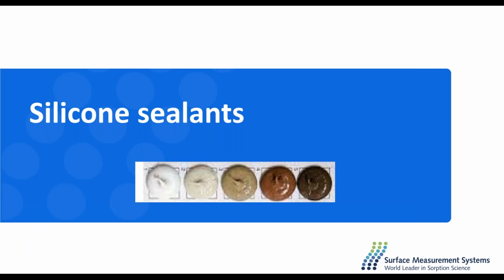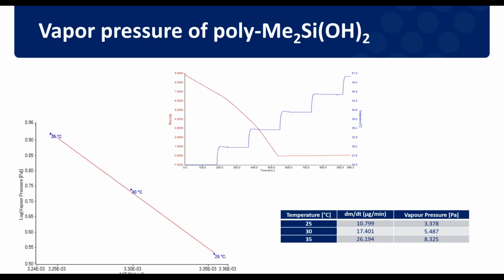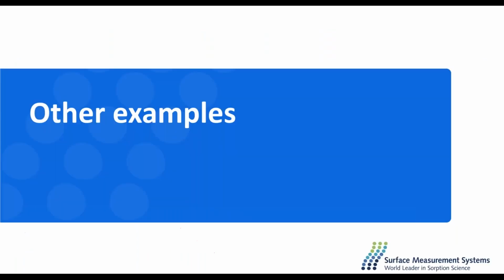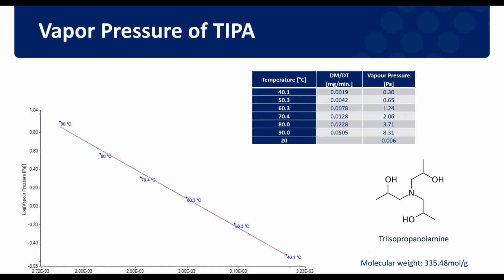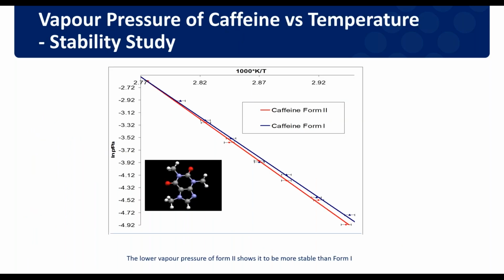Some data from silicone sealants, also important industrial compounds. So polymethyl siloxane was measured in vapor pressure in the range of 3 to 8 pascals. A couple of other examples: triisopropylamine, a tertiary amine, then caffeine, where the vapor pressure of different forms of caffeine was measured. And from there, they were able to look at the stability of the different forms.